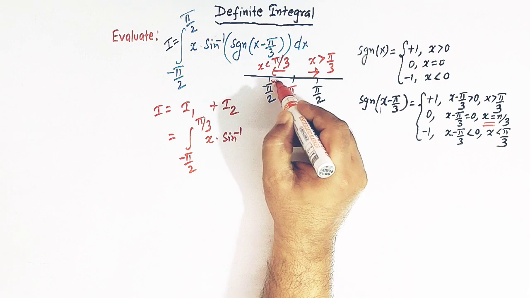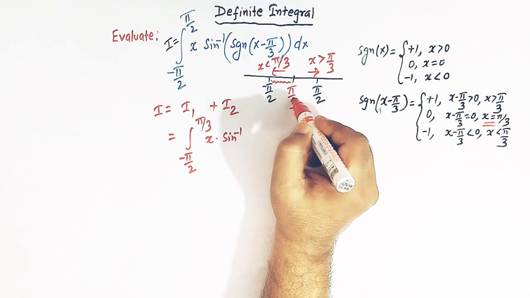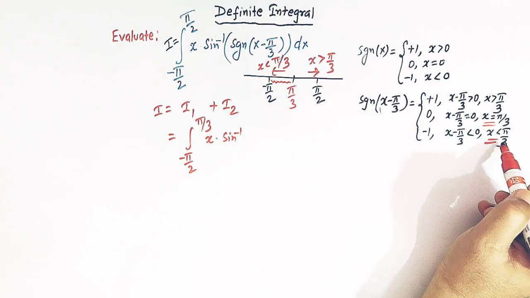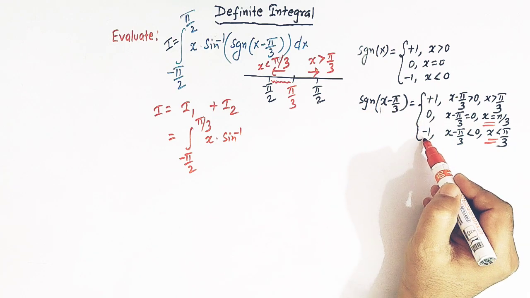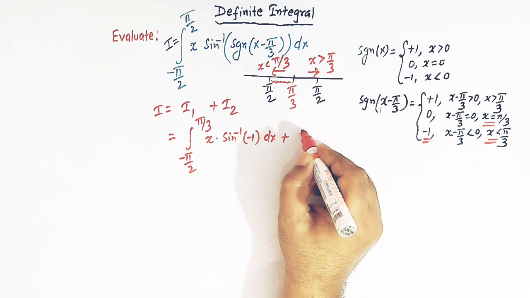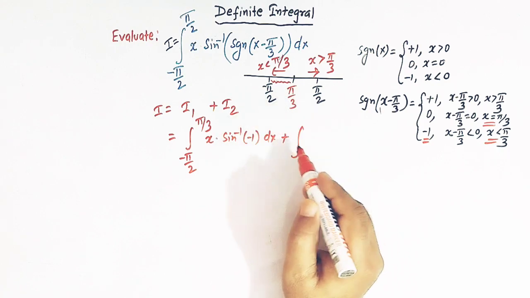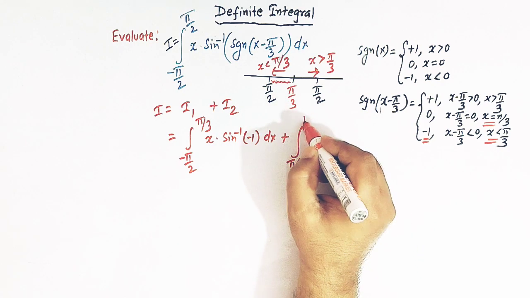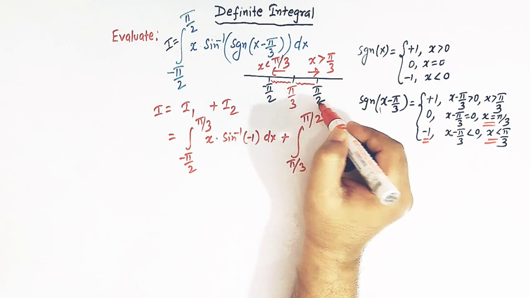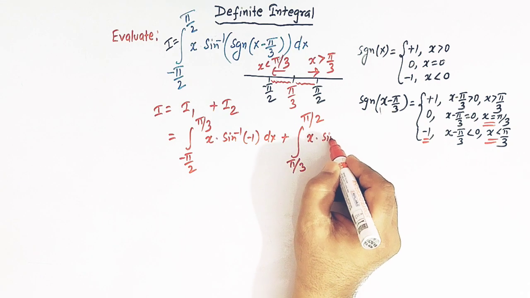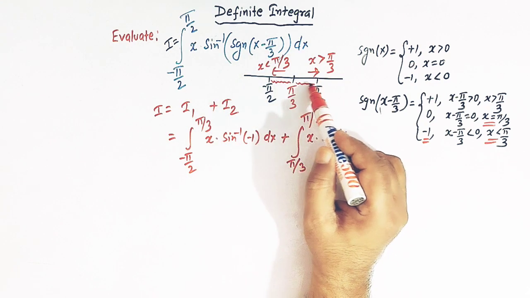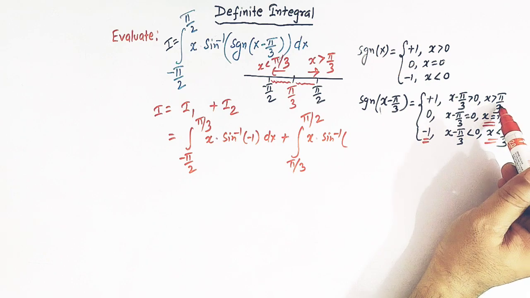Since we are integrating from minus pi by 2 to pi by 3, and when x is less than pi by 3, signum of (x minus pi by 3) is minus 1, so here we'll write minus 1, dx. And then from pi by 3 to pi by 2. So now we are integrating from pi by 3 to pi by 2, and we have x times sine inverse of signum of (x minus pi by 3). Now in this case, all the values of x are greater than pi by 3.